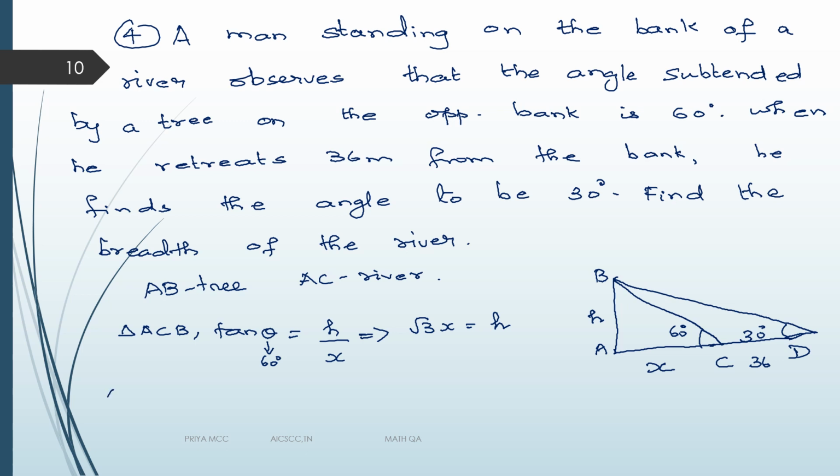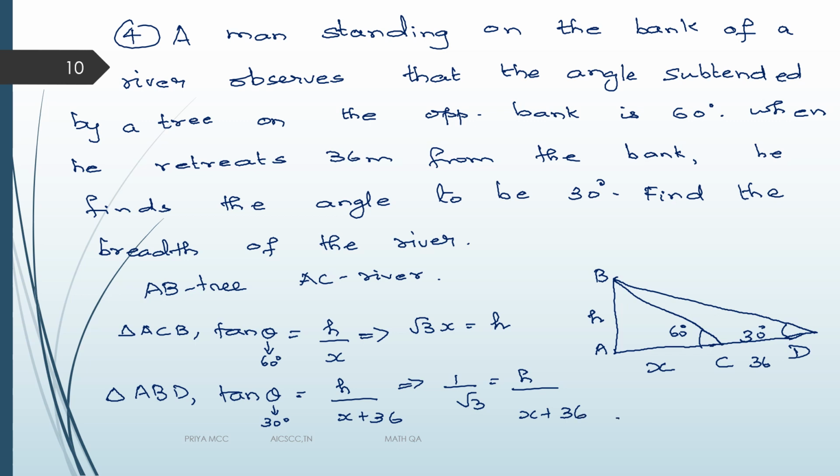Now use your second triangle, triangle ABD. Again use tan theta is equal to h by x plus 36, because my side is longer, but now the angle is changed to 30. What is tan 30? 1 by root 3 is equal to h by x plus 36. Now all that you have to do is use these two equations and solve to find the solution. What is h from the second equation, so that from the two equations I can eliminate?